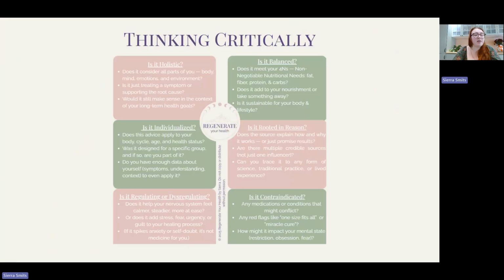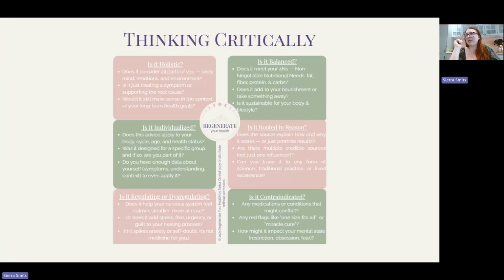When you're scrolling TikTok and you see some new trend diet making big claims about how it's going to help your chronic illness so much: Is it holistic? And when I say holistic, I don't mean is it natural. I mean, does it consider all parts of you: body, mind, emotions, and environment? Is it just treating a symptom or is it supporting the root cause? Would it still make sense in the context of your long-term health goals?